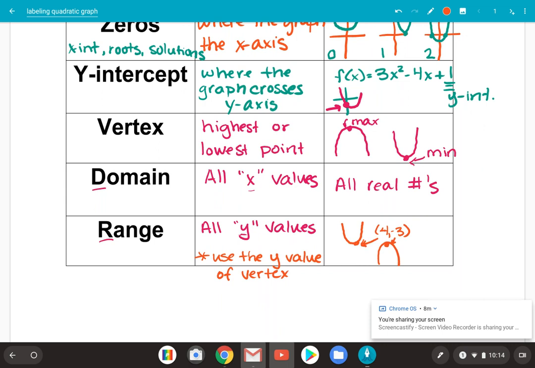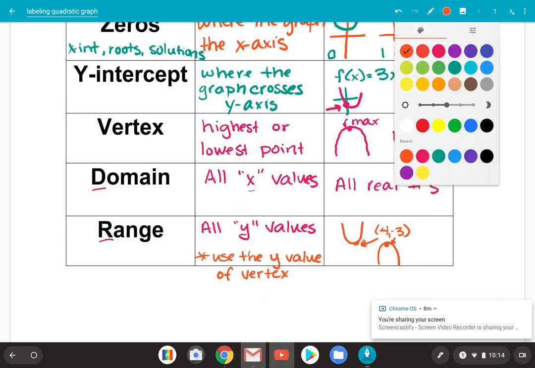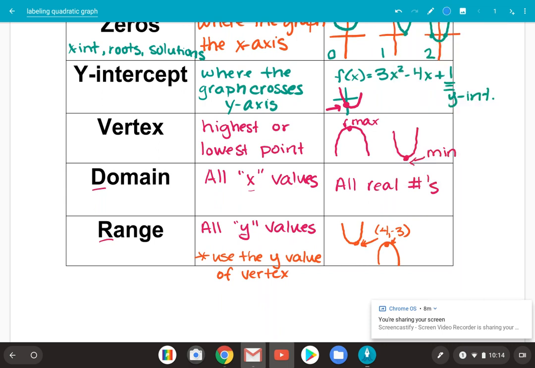For the first one, because our graph is going to go up, our y's are going to be greater than -3. And for this one, since our graph is going down, our y's are going to be all the numbers that are less than -3.